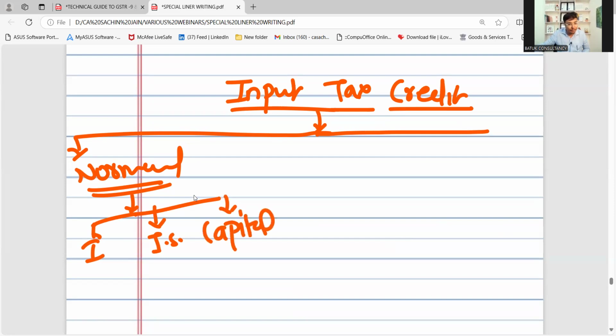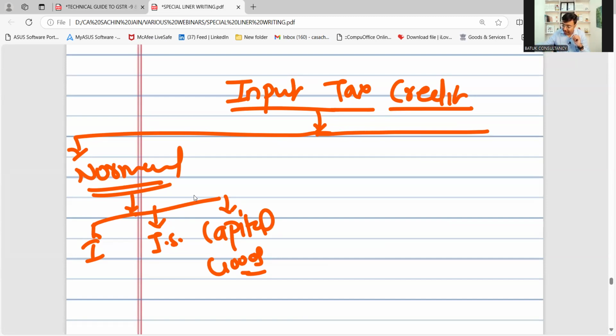So I should be ready with the bifurcation. But there is one relaxation from the government. The government says, if you are not supposed to make the bifurcation of input and input service, in that case you can show the consolidated amount in input. But for capital goods, you need to provide the separate amount, that is bifurcation. That means conclusively, we can say related to input tax credit under forward charge, that means the normal input tax credit, there is a requirement of two bifurcations: input tax credit related to input and input service, and the second will be input tax credit related to capital goods.